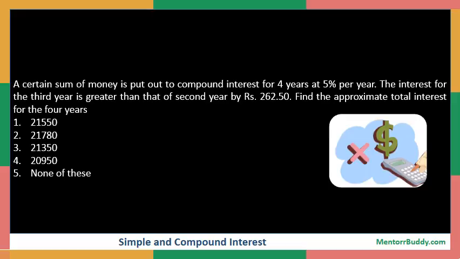We have a question based on simple and compound interest. It says, a certain sum of money is put out to compound interest for 4 years at 5% per annum. The interest for the third year is greater than that of second year by rupees 262.50. Find the approximate total interest for the 4 years. So let us see how we can approach this question.